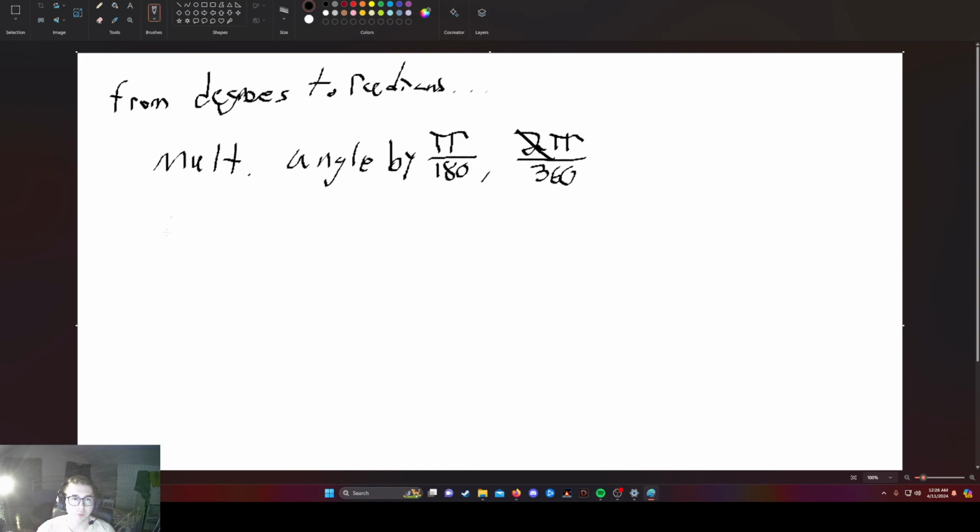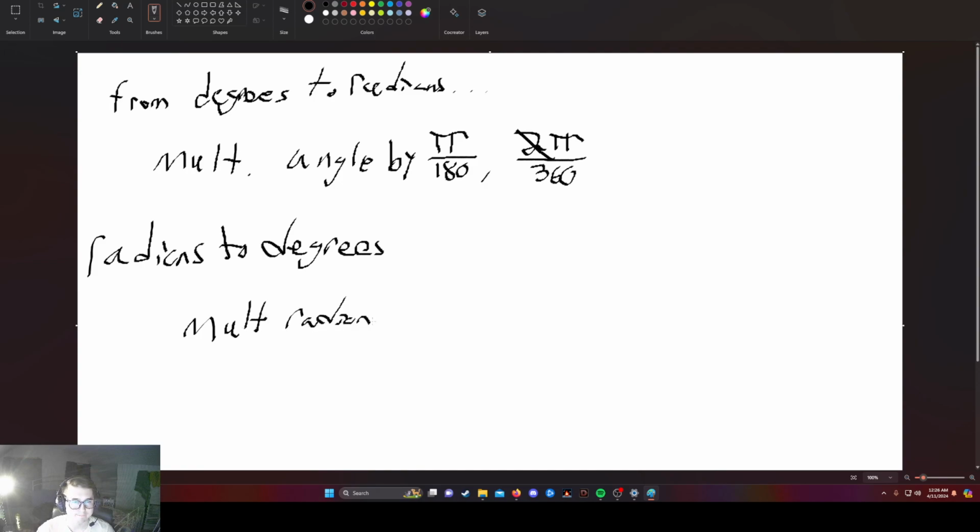So what if we want to go from radians back to degrees? Well, think to my currency example: you just switch the process around. So multiply the radian angle by 180 over pi. And you'll arrive at your answer just like we did in that example.